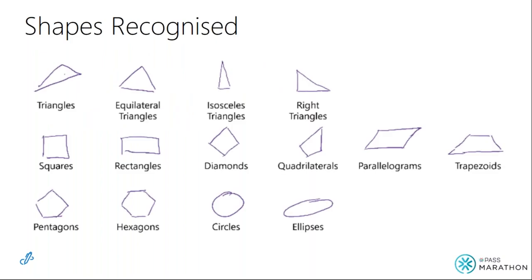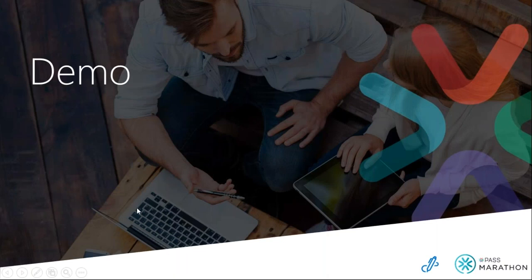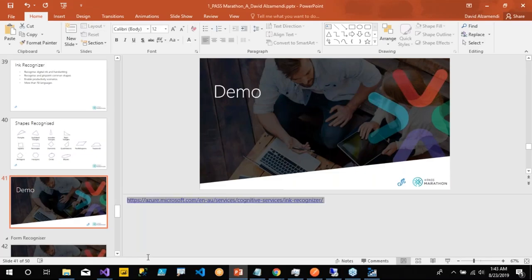The main shapes that you can identify are on the screen right now. The one that I'm missing a lot from an architect's point of view is drawing a line. Let's go and have a look at the Ink API just by testing it in the Azure website.